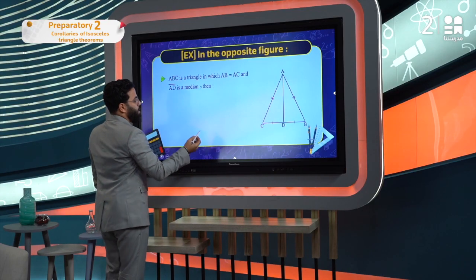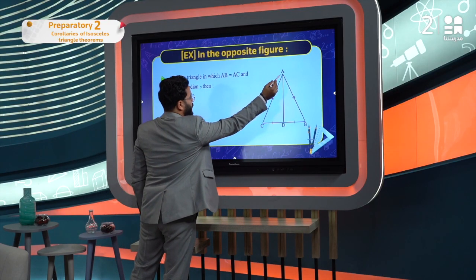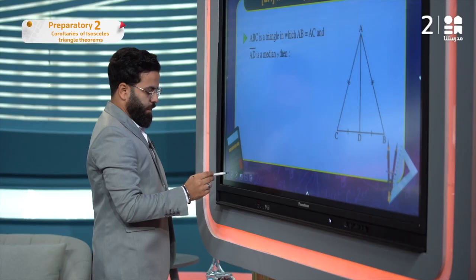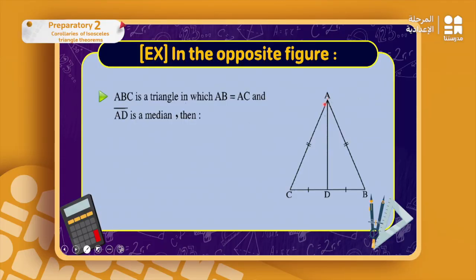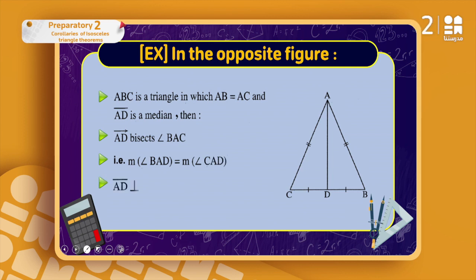لو احنا رسمنا median من الفيرتكس بتاعي هنا، من الـ A اللي اسمها الفيرتكس angle زي ما اتفقنا. الميديان اللي هيترسم هنا من الفيرتكس angle هيبقى إيه؟ bisect the base and perpendicular to it. بص كده معايا، bisect الانجل: angle BAD equals angle CAD، الانجلين دول equals to each other، and AD perpendicular to BC.